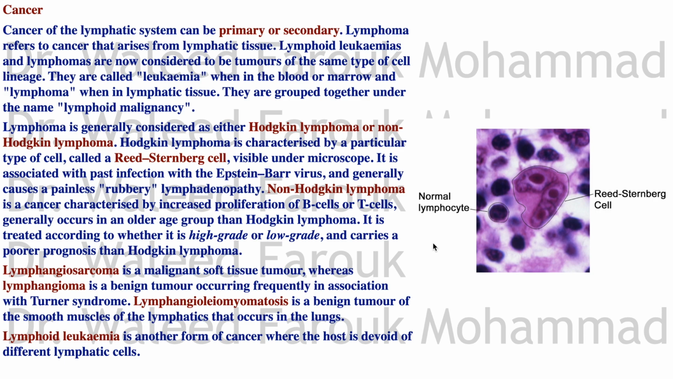Lymphangiosarcoma is a malignant soft tissue tumor, while lymphangioma is a benign tumor occurring in association with Turner syndrome, which is a congenital anomaly. Lymphangioleiomyomatosis is a benign tumor of the smooth muscles of the lymphatics that occurs in the lungs. Also, another type of cancer is called lymphoid leukemia, where the host is devoid of different lymphatic cells. I hope you got the maximum benefit from this lecture, and thank you very much for watching.